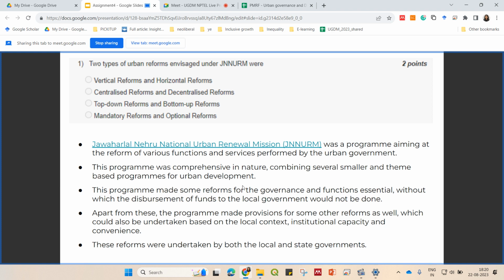Now we will see what JNNURM is and what kind of reforms it might have proposed. JNNURM was a program which aimed at the reform of various functions and services which were performed by the urban local governments. It was a comprehensive program, and it combined several small thematic areas, and it introduced urban development or urban renewal programs based on all these different themes. This program made some reforms for the governance and functions.